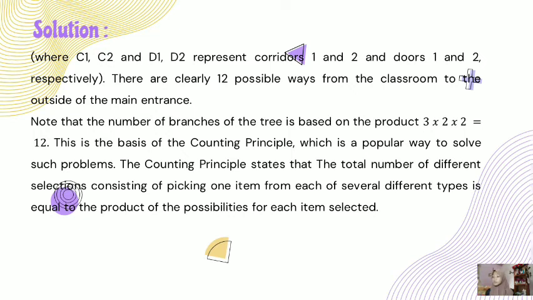Note that the number of branches of the tree is based on the product 3 times 2 times 2 equals 12. This is the basis of the counting principle, which is a popular way to solve such problems. The counting principle states that the total number of different selections consisting of picking one item from each of several different types is equal to the product of the possibilities from each item selected.